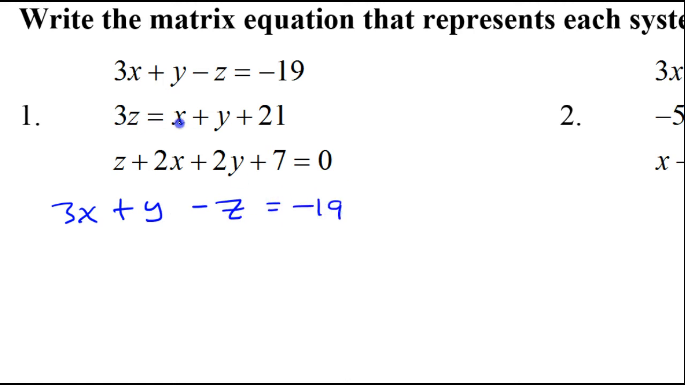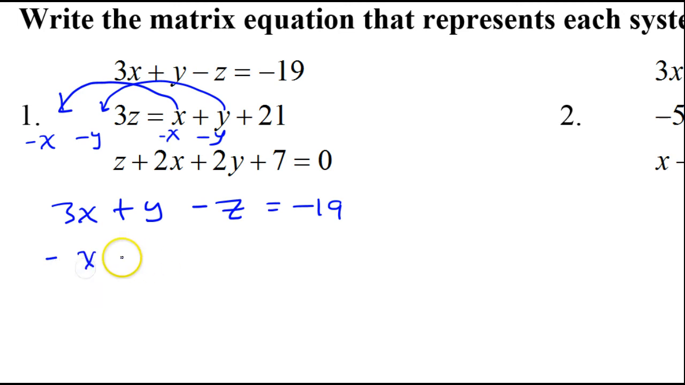The second equation is all out of order. This x needs to come over here, and this y needs to come over here. Now technically we are subtracting x from both sides and subtracting y from both sides. That's why I will have negative x minus y and then plus 3z is equal to 21.